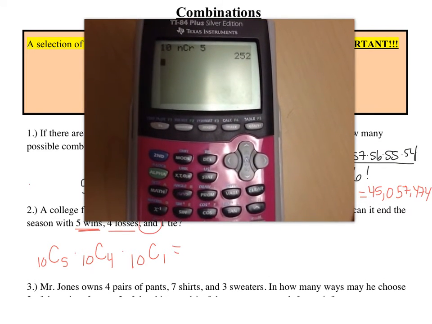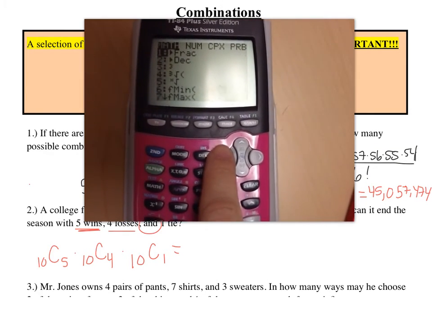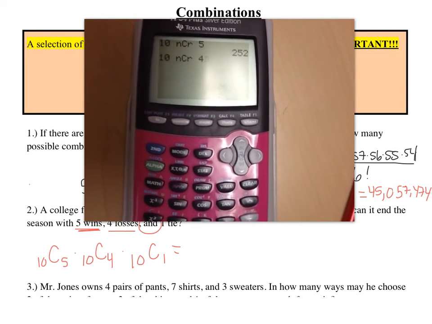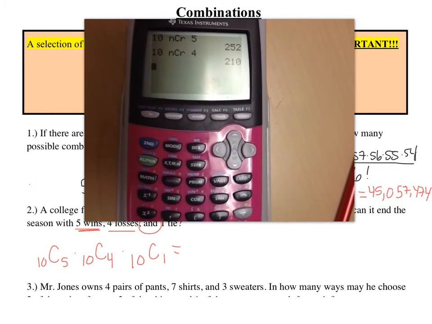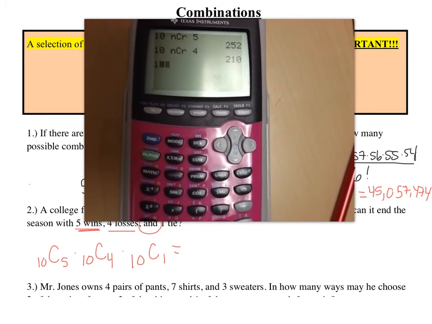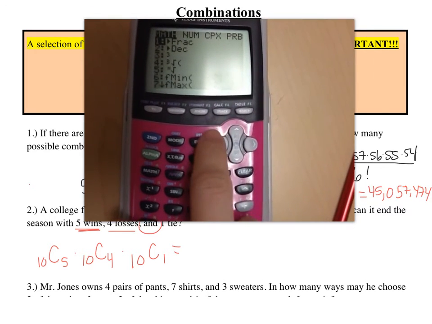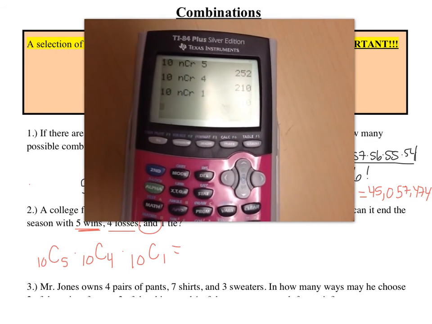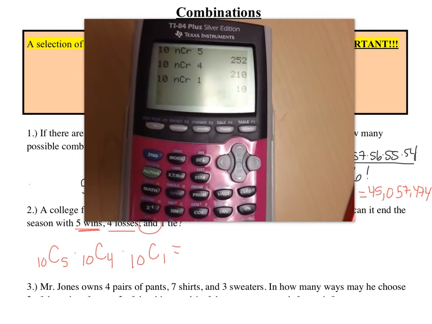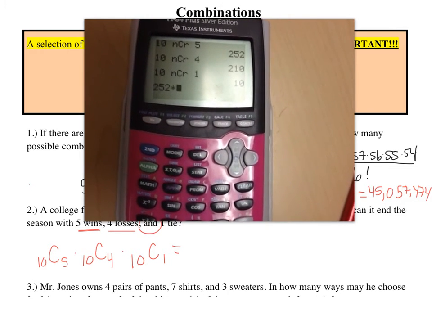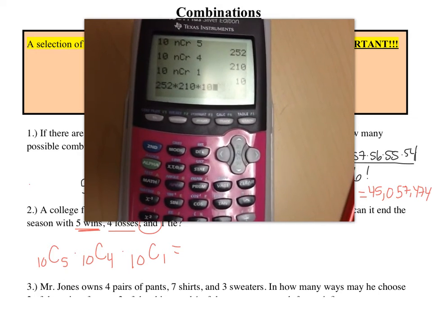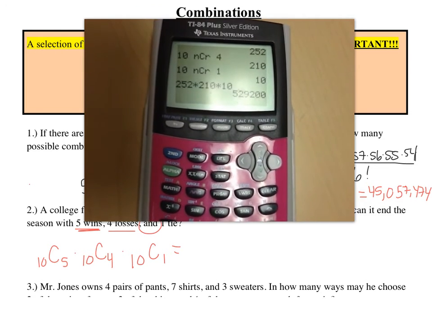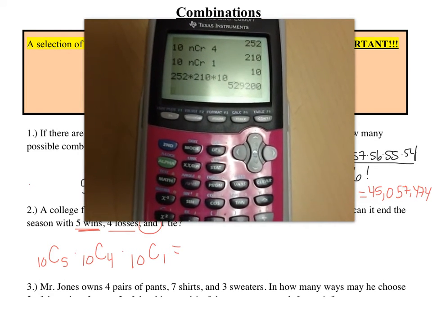For the next one, it was the 10 total games, so I entered 10. I go to math, over to probability, choose nCr. I wanted 4 losses, so I entered 4, and I get 210. And then I want 1 tie, so out of the 10 games, go to math, over to probability, choose option 3 for nCr, choose 1 game to tie. We get 10, and then I need the product of those. So I can just multiply 252 times 210 times 10, and I'll see that there are 529,200 ways that could happen, that we could win 5 games, lose 4, and tie 1.